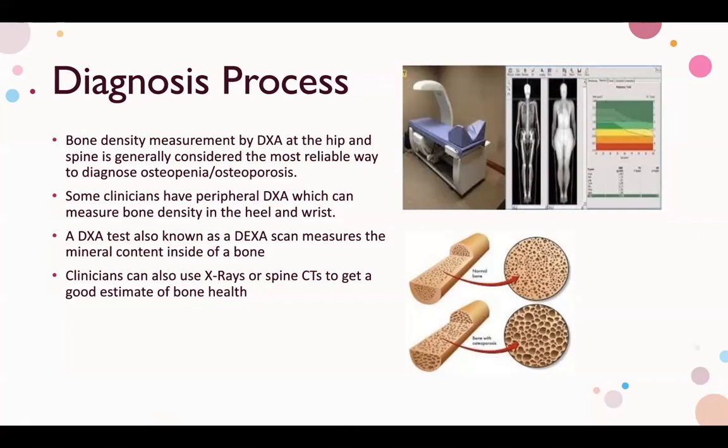There are peripheral DXA scanners, which could measure the bone densities in the heel and wrist. The DXA scan measures the minerals and other contents inside of the bone. Another tool could be x-rays or spine CTs to get a good estimate of bone health and density.